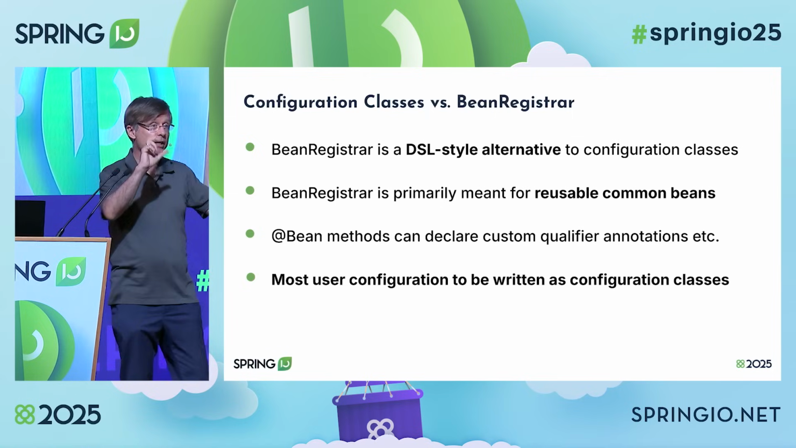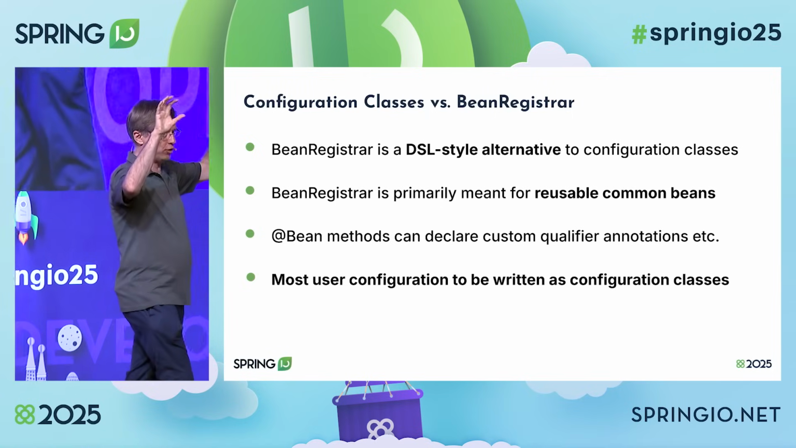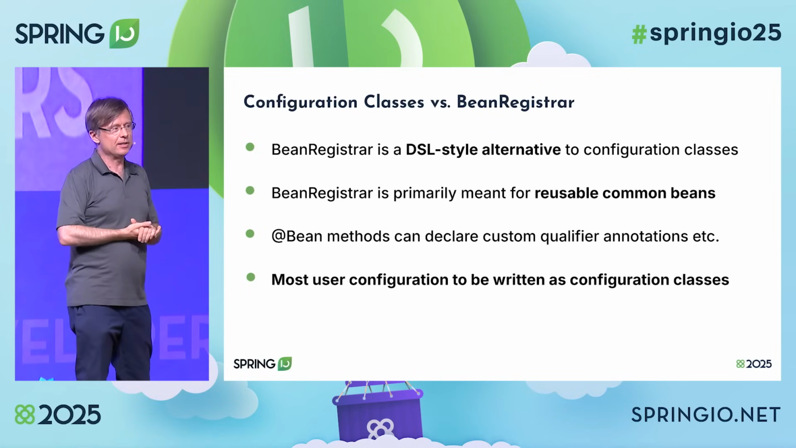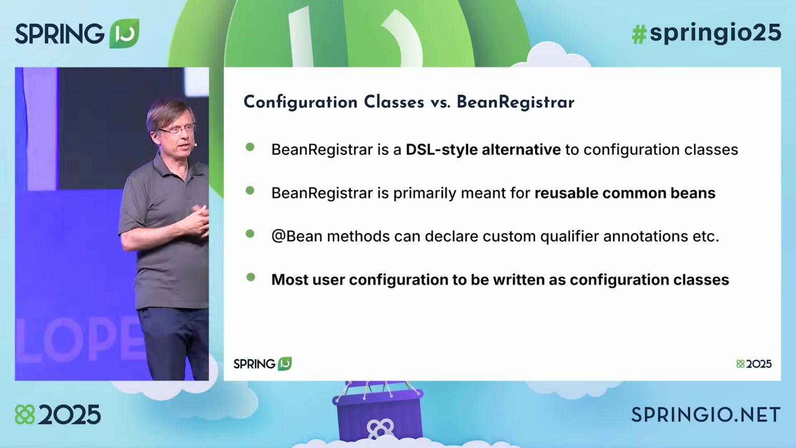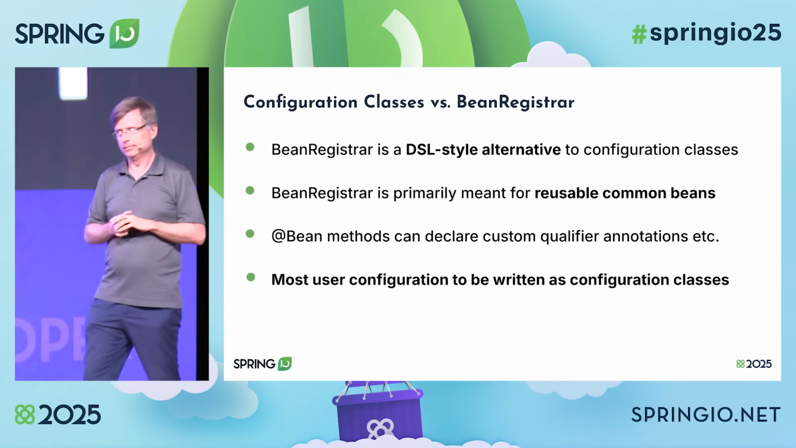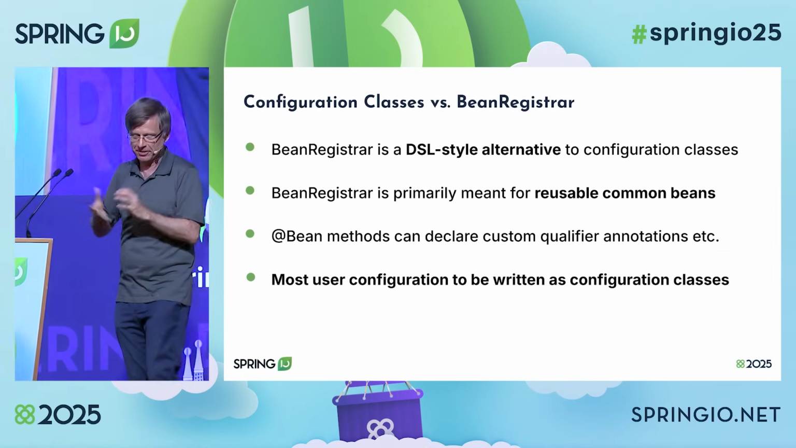And there's a couple of unique capabilities that @Bean methods have. For example, the qualifier annotation match, the same @MyQualifier annotation for an injection point and for a factory method. You can only really nicely express this in the configuration class model. Bean registrar isn't made for that at all. There's nothing that you can put the @MyQualifier annotation on, basically, right?